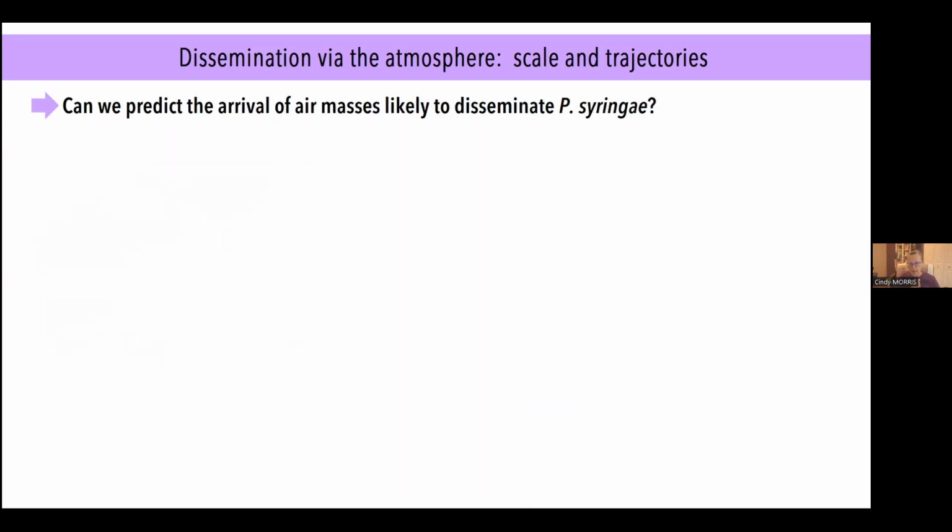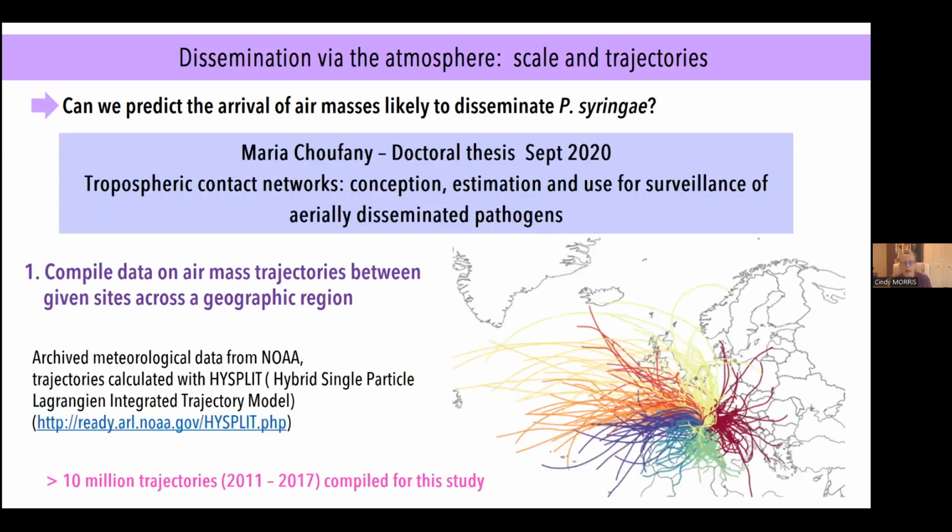And so then the next question, we said, can we predict the arrival of air masses that are likely to disseminate Pseudomonas syringae? Because we'd want to set up sampling intelligently rather than just running around with our samplers like crazy people. It's a lot of work, this sampling in the atmosphere. And so where should we put up our samplers and when?